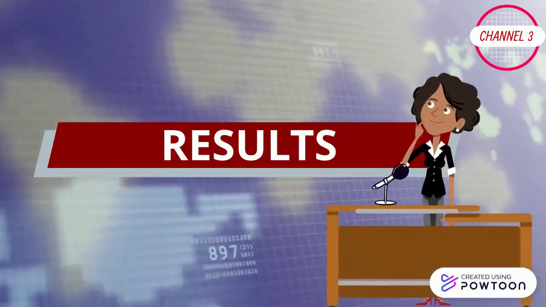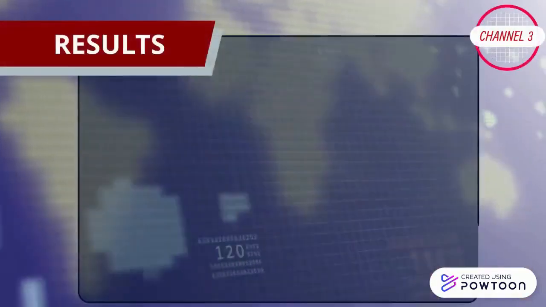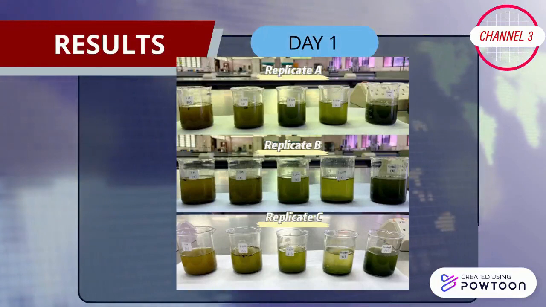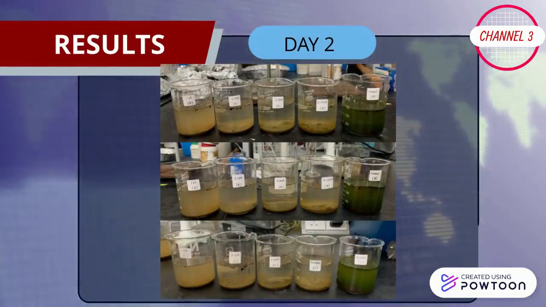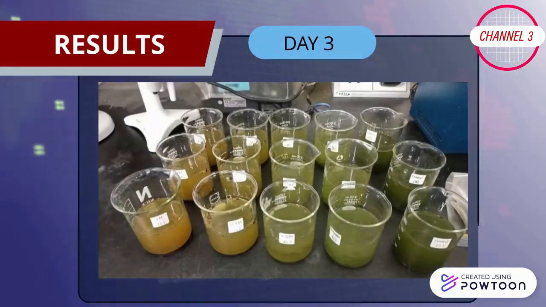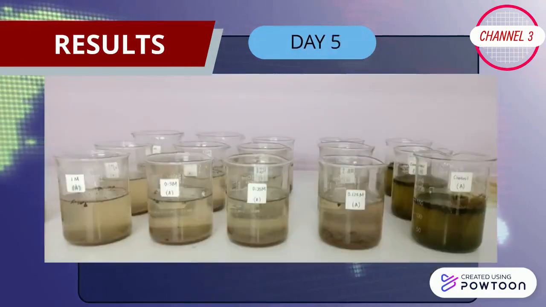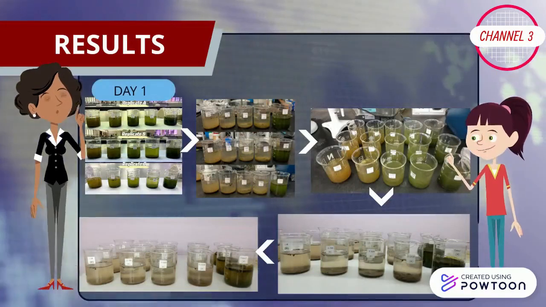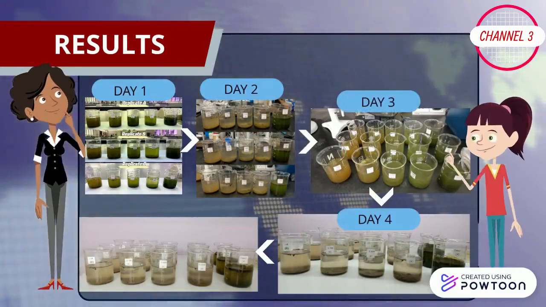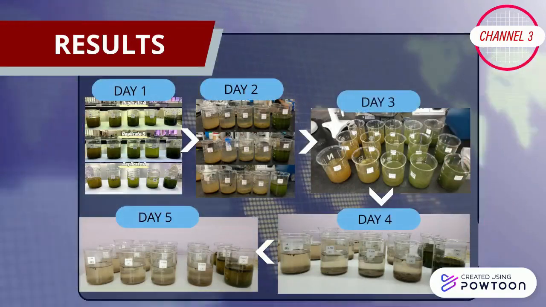Ms. Pham, how about the results of the experiment? The color changed after adding the acidic solution because the green chlorophyll in the phytoplankton was reduced and turned yellowish brown. Color change was rapid when the most concentrated acid was added.